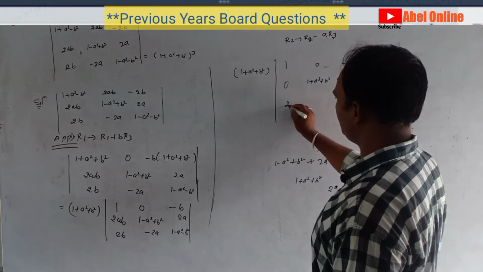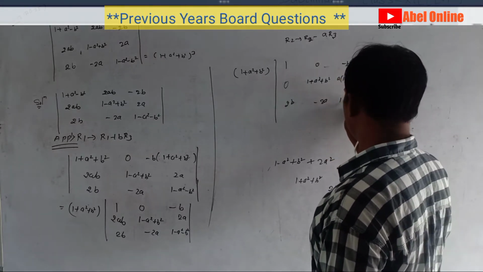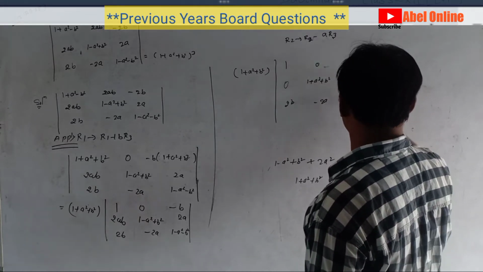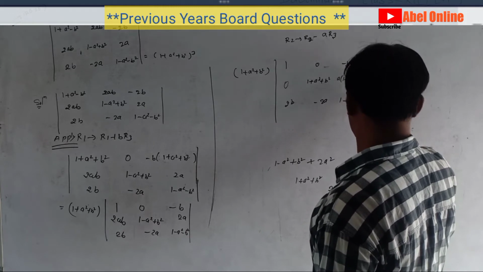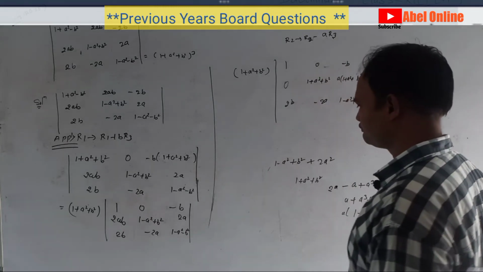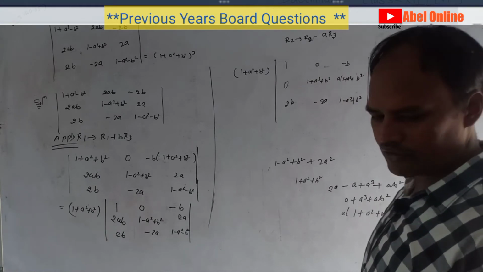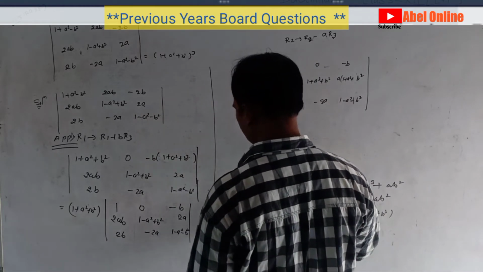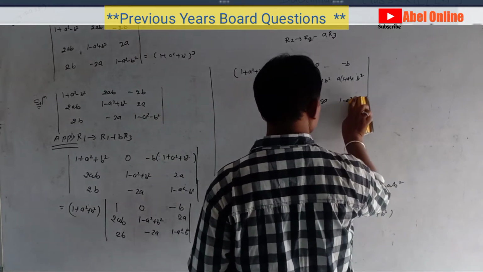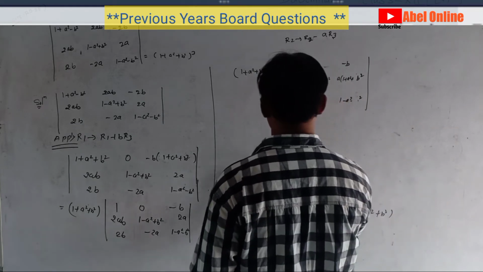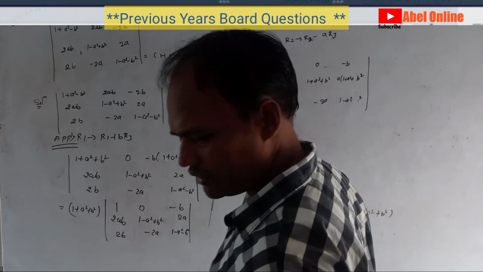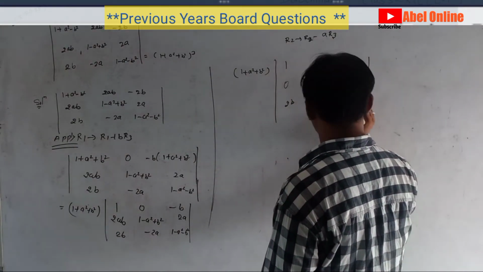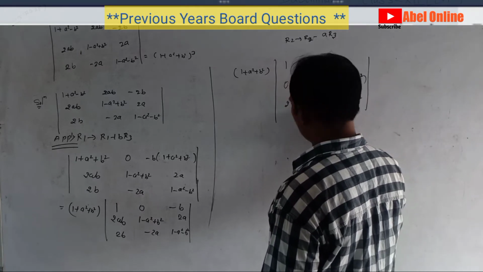And what about here, it is 2b, it is minus 2a, it is 1 minus a square minus b square. Okay, so we have completed this part. Now third part is the same, that is 2b minus 2a, and it is 1 minus a square minus b square, and it is minus 2a.